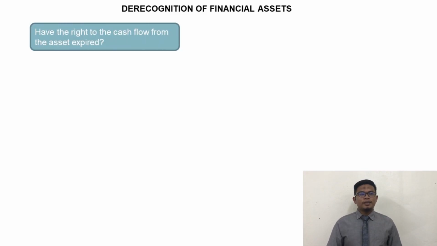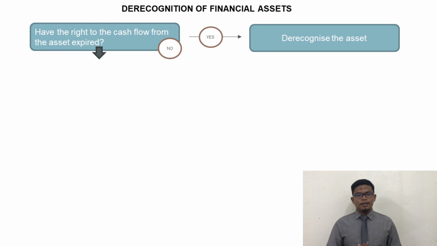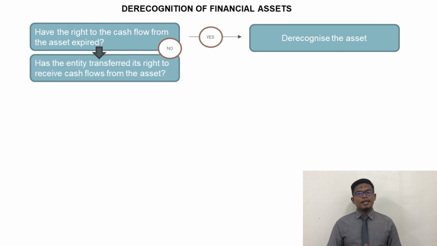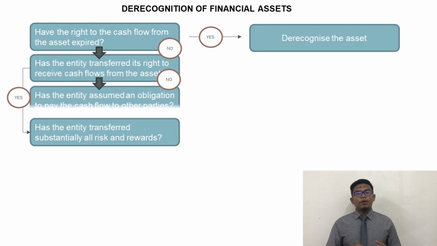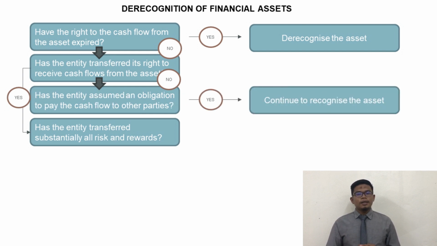So the first step is: have the right to the cash flow from the asset expired? If yes, we recognize the asset. If no, we go to the second step. Has the entity transferred its right to receive cash flow from the asset? If yes, we go to the fourth step. If no, we go to the third step. Has the entity assumed an obligation to pay the cash flow to other parties? If yes, we continue to recognize the asset. If no, we go to the fourth step.